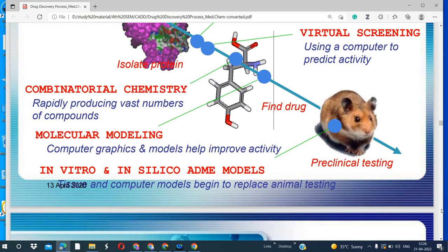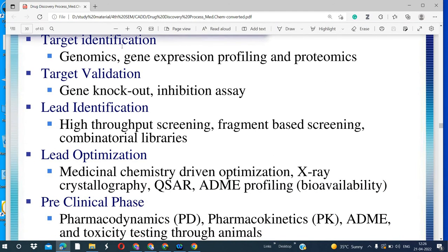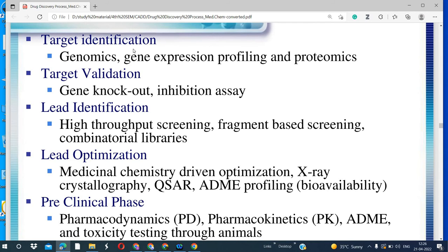So preclinical testing. After the preclinical testing, we proceed to the clinical trials. So these are the drug discovery technologies. We have discussed target identification. For target identification, we use genomics, gene expression profiling, and proteomics methods. What technologies are used? We have already discussed this. Now target validation: there can be multiple targets. We are trying to identify the potential target, then we validate the target.